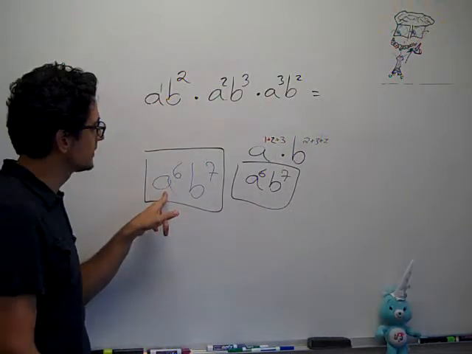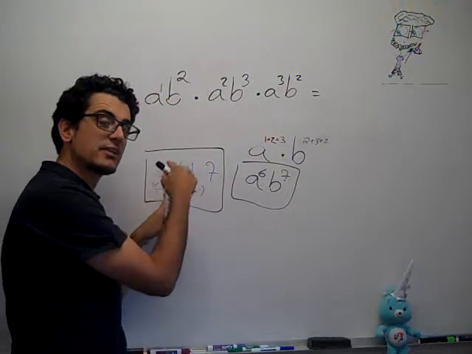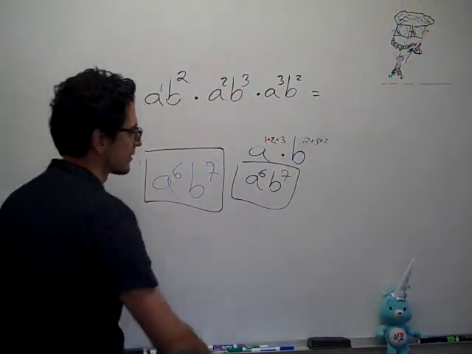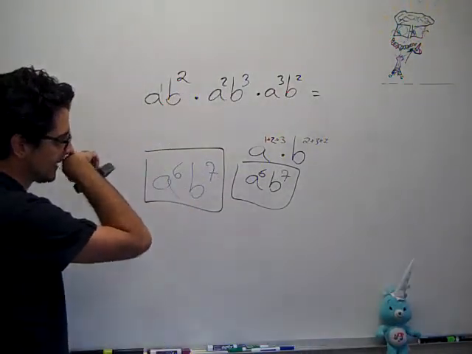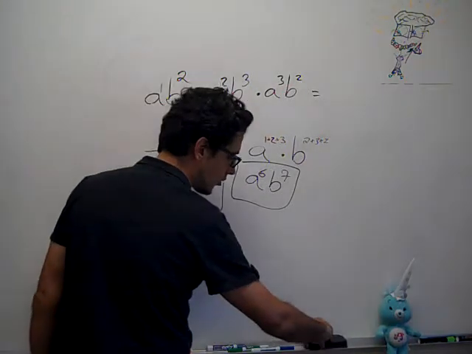You keep the same base, but you add the exponents together. Keep the same base and add the exponents together. That is the idea of what we're looking at here, okay?